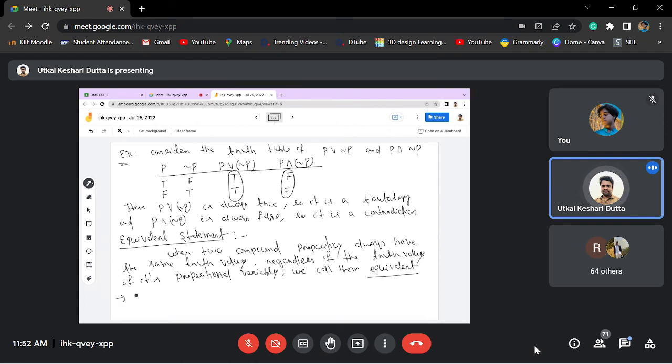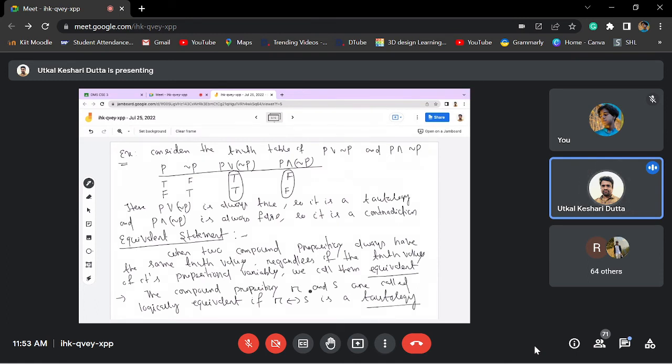Or you may write it this way: the compound propositions, let one be R and another one be S, are called logically equivalent if R biconditional S is a tautology. That is another condition.